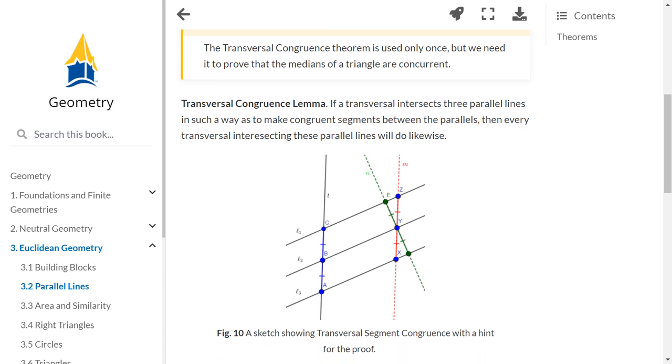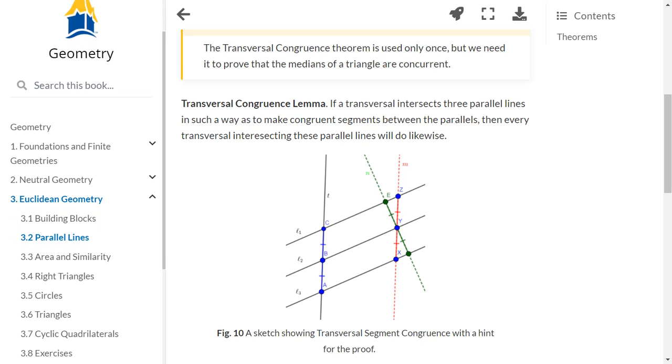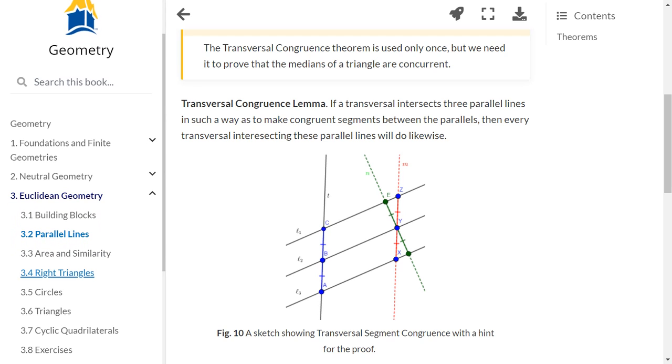So the transversal congruence lemma is really important, but it's a toolbox theorem. It's one that we use to prove something, and then we kind of never see it again. But it is a really interesting theorem, and it's a basic theorem, easily proven. Let me talk about why we're using it. It goes here because it's an easy basic theorem that we can prove right away.